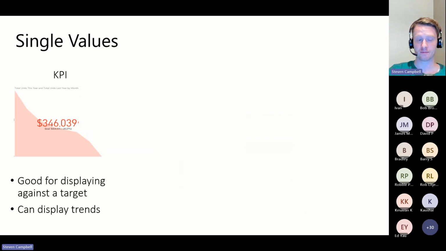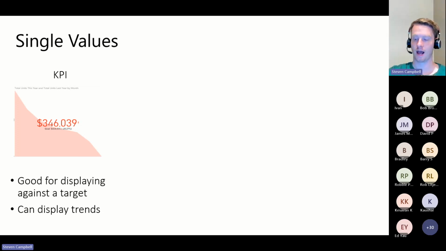Single values, again, we talked about the KPI. One thing though that I like is context. Nice if you can have a trend in the background. Often people love having trends and KPIs. Often you'll have a trend or something on the page anyway, but if not, KPI trends are great.